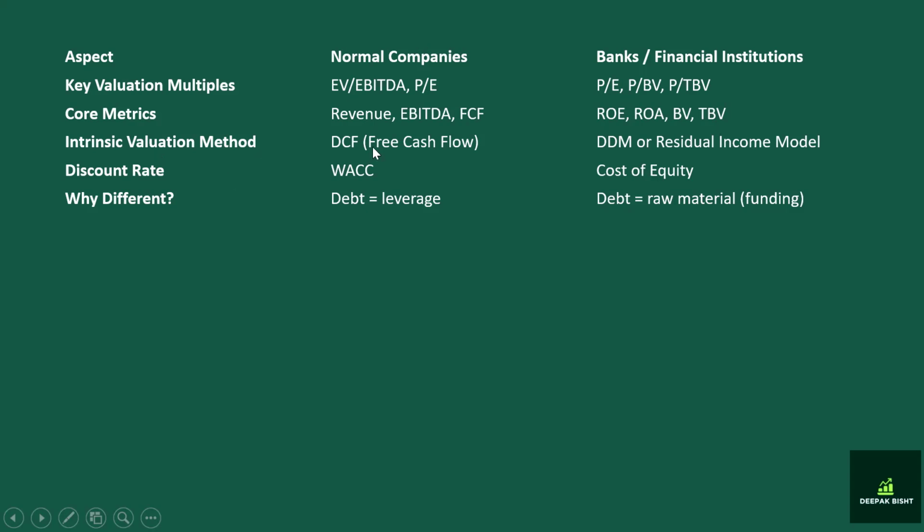For intrinsic valuation, we can do a DCF, the free cash flow method, for normal companies. But for banks, we rely on the dividend discount model or the residual income model. The discount rate is the weighted average cost of capital, but for a bank or financial institution we exclude the debt component and discount on the cost of equity. So this is the discount rate when valuing a bank. And why? Basically, weighted average cost of capital is the weighted cost of equity plus the weighted cost of debt. But in this case, we are neglecting the cost of debt. Why different? Because for a normal company debt equals leverage, but here debt is like raw material, and it is the source of funding in a bank.